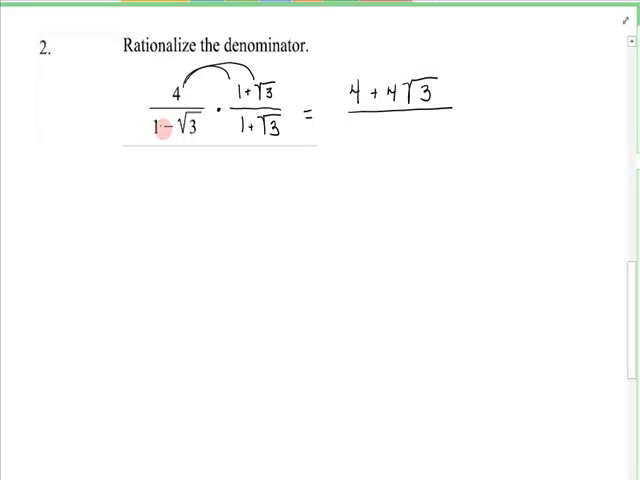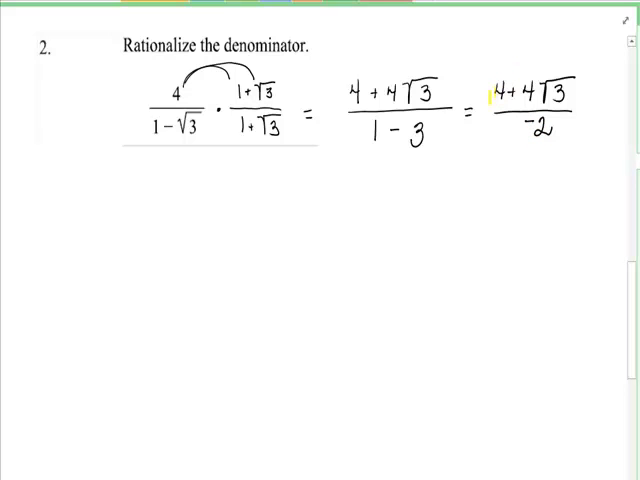Over the product of the first, 1 times 1 is 1. Outer, inner, we don't worry about it. Product of the last, it's going to be negative because I have a negative times a positive. Square root of 3 times square root of 3 is 3. So I have 4 plus 4 times the square root of 3 all over, in this case, negative 2. I rationalized, made a rational number out of the denominator.